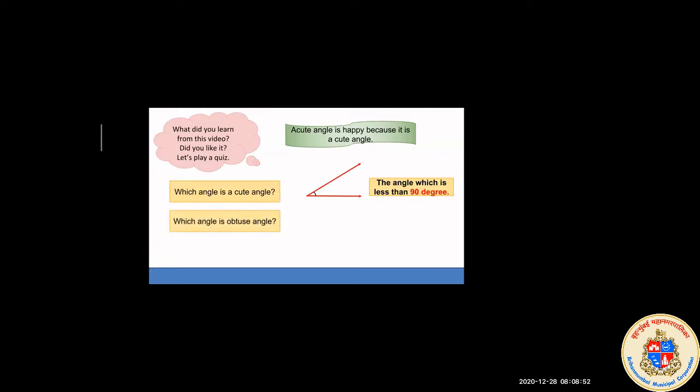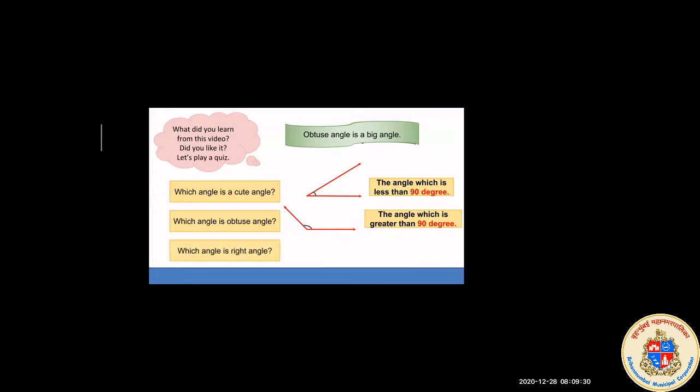Next is, which angle is an obtuse angle? What is obtuse angle? Unmute yourself and give the answers fast. It is a lengthy lesson. Very good. The angle which is greater than 90 degree. Okay, acute angle is less than 90 degree, obtuse angle is greater than 90 degree. See, obtuse angle is a big angle.